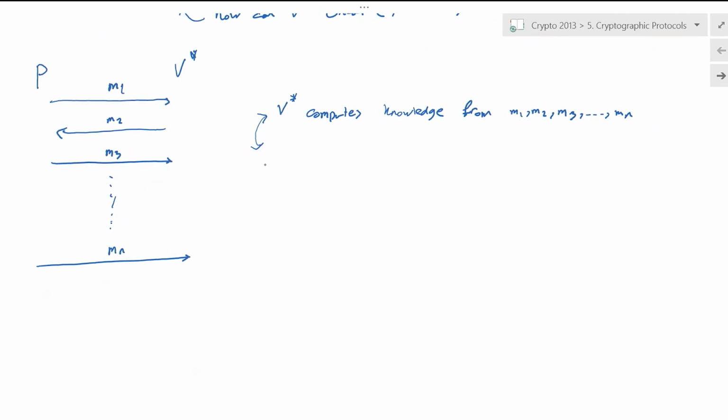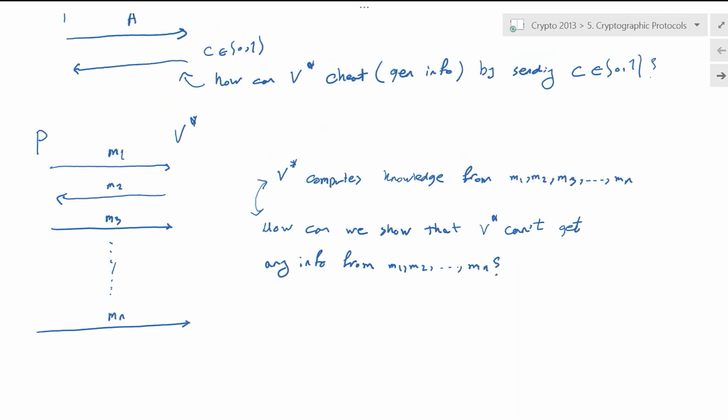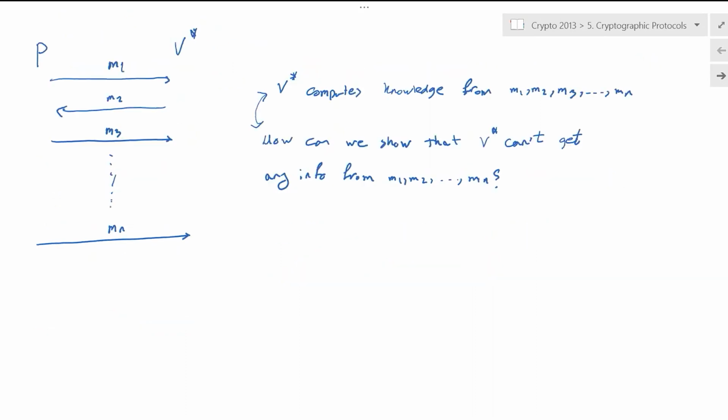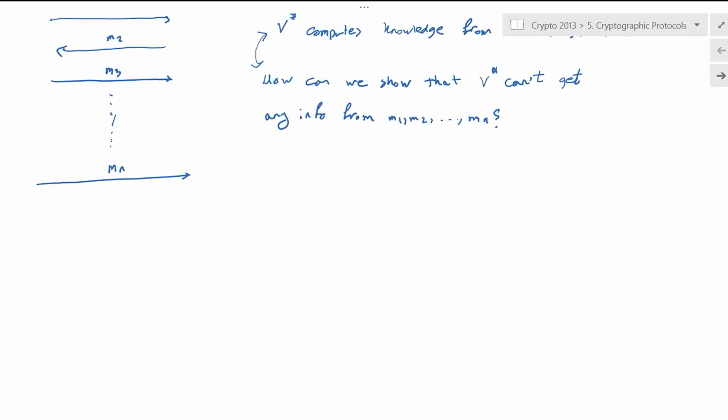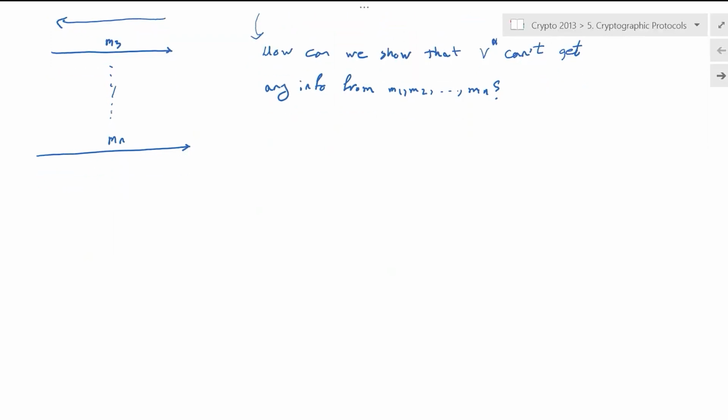So now I would reframe the question to say: how can we show that V star can't get any info from M1, M2, all the way to Mn? Okay, so that is the question that we want to answer. If we can show that he cannot gain any information, then we are fine. Then we are done with what we were trying to do. So here is the idea. Let me change the color so that we start to see that we are getting to the answer. Short answer.